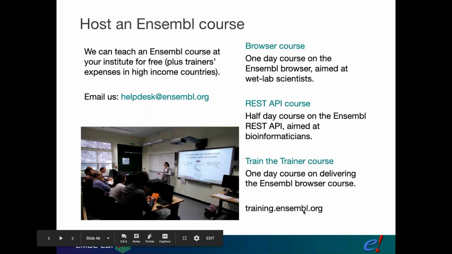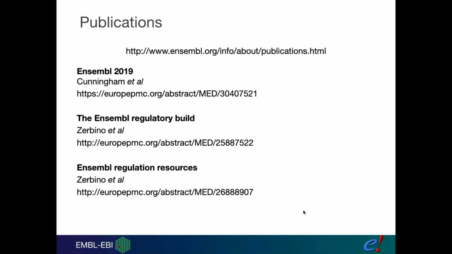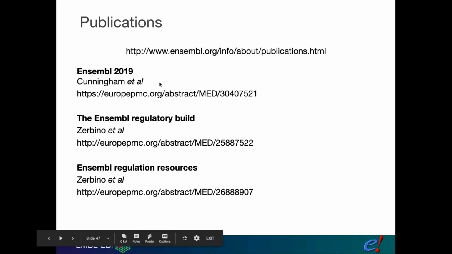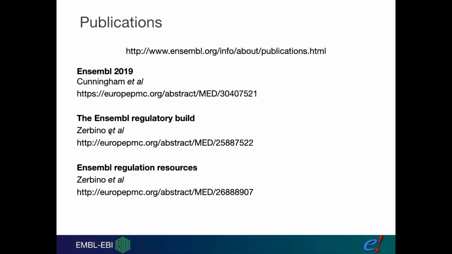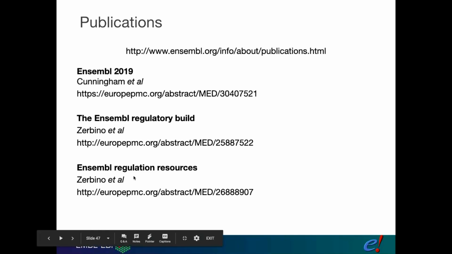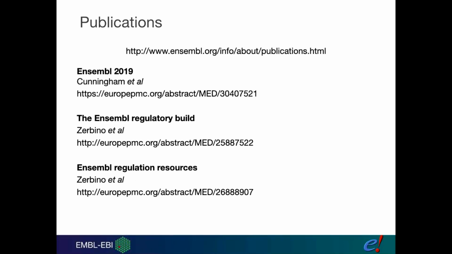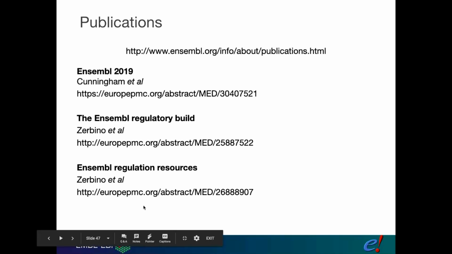We also have publications. If you use our data, please do cite us. The Ensembl 2019 publication is the general one. But if you want to know more about how we produce the regulatory data that I've talked about today, the paper Ensembl Regulatory Build by Daniel Zerbino and others is really, really good. If you want to learn more about how you actually access it, there's another paper, also by Daniel Zerbino, but I'm on this one, so you should cite that one because I get the citations. No, you should cite everything. That describes more about how you get to the data.